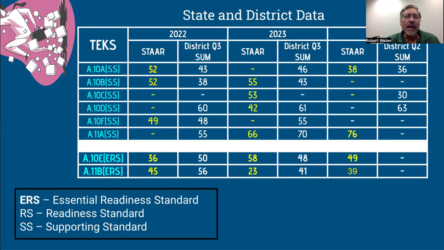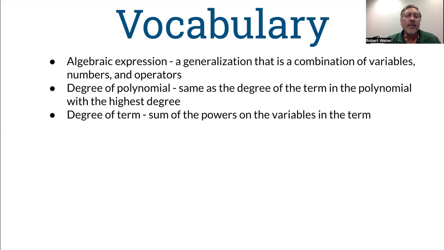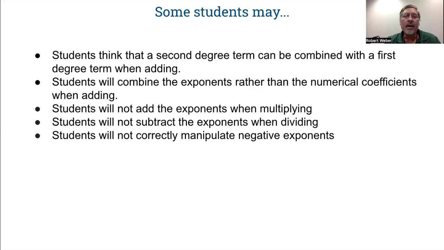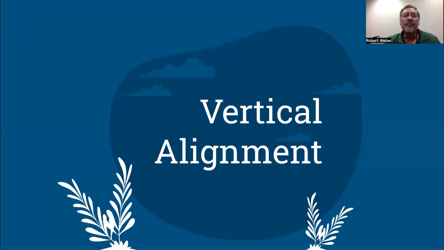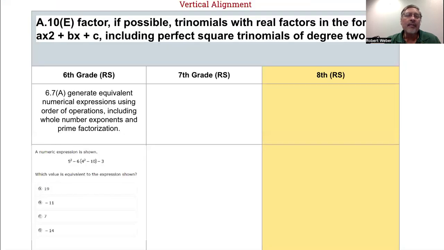Data-wise, we've done okay. This has not been one that we've had a lot of trouble with. 11B has been a challenge, as you might suspect. Otherwise, our supporting standards, we've done okay on in past years. Vocabulary, some of the vocabulary involved, common misconceptions your students will see. Vertical alignment, not a lot of heavy alignment here because you're getting into quadratics, and of course we haven't introduced those in 6th, 7th grade. So not a lot here, but you do see the numeric expression 6.7a, which aligns with A10E.